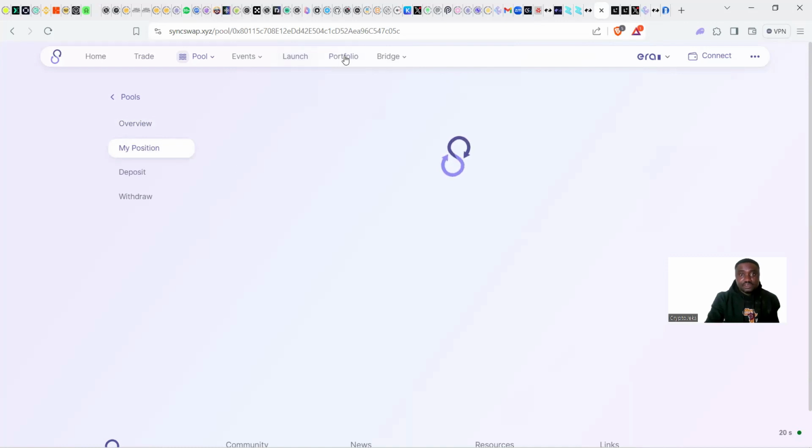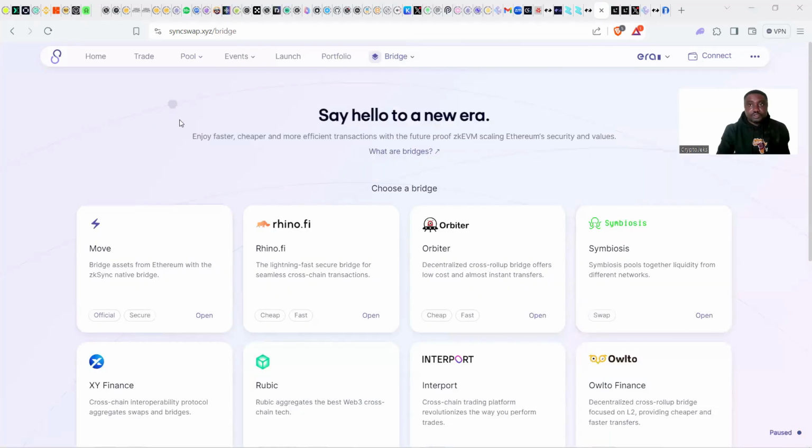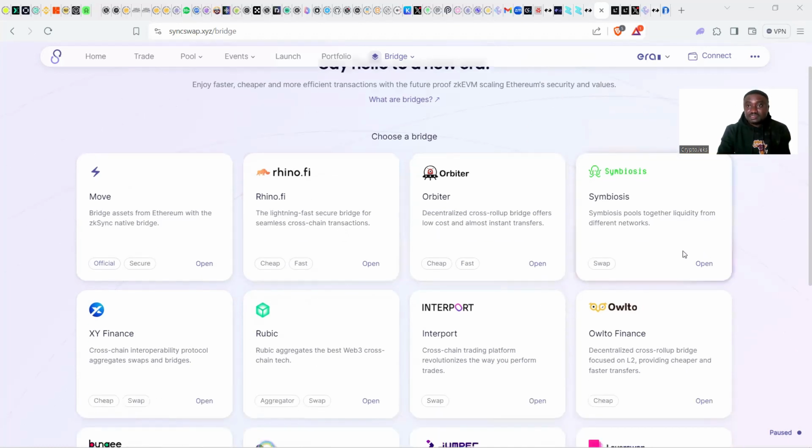Okay, so after you finish that, you go to Bridge. If you come to Bridge on SyncSwap, it's going to show you a couple of bridges which are associated with Zksync. As you can see here, it says, enjoy faster, cheaper, and more efficient transactions with the future-proof ZK EVM. So these are ZK EVM compatible bridges. Now if you haven't been interacting with any of these bridges, you need to start interacting with them.